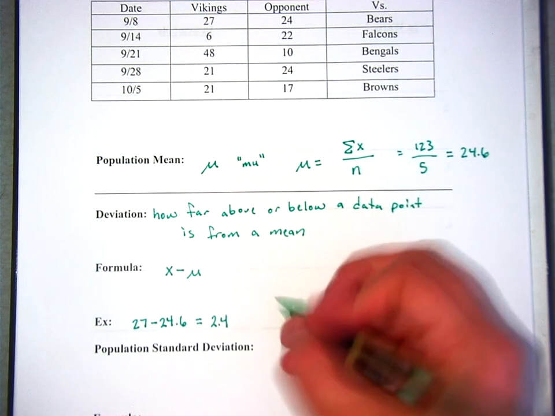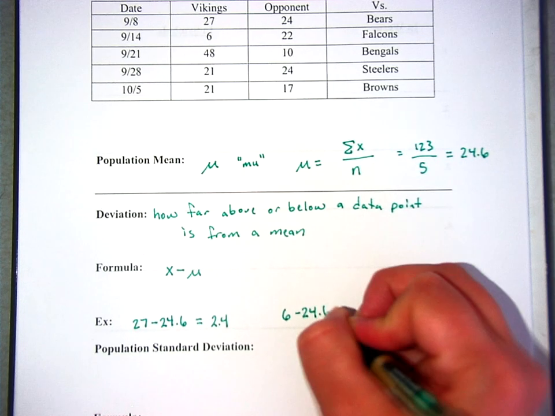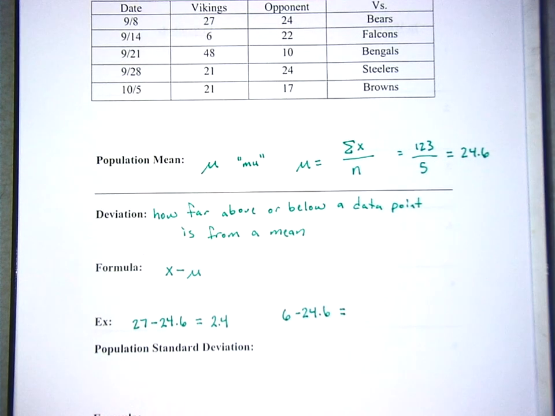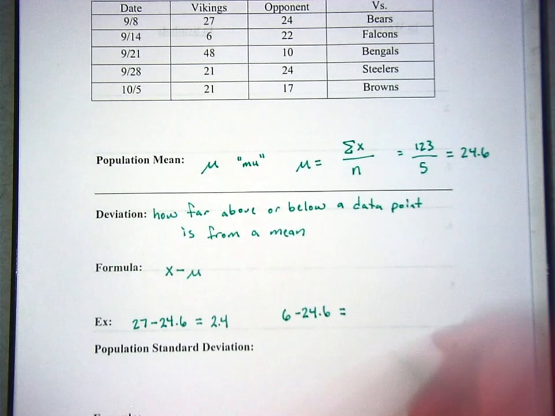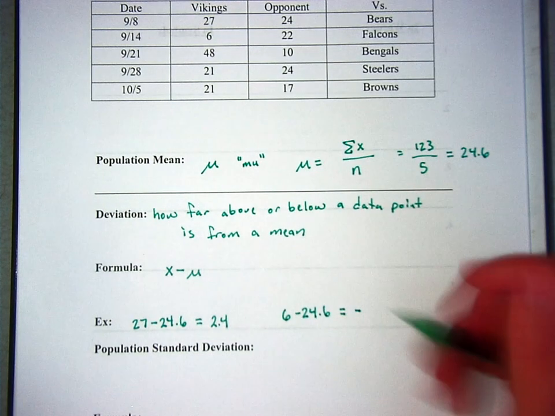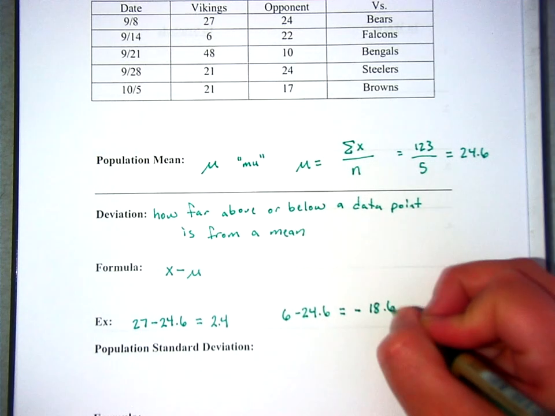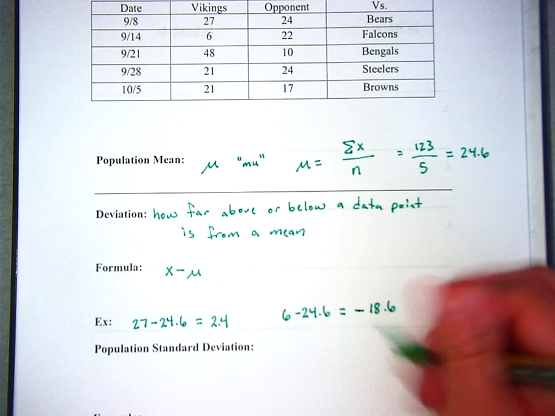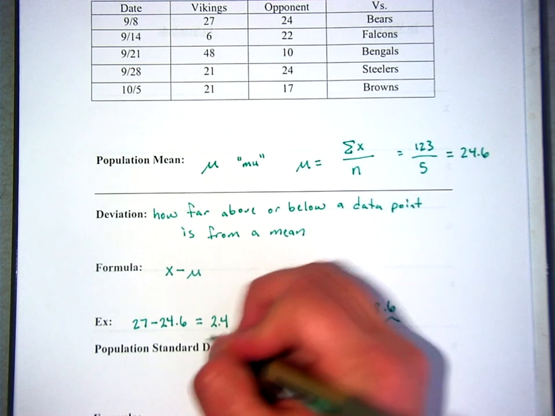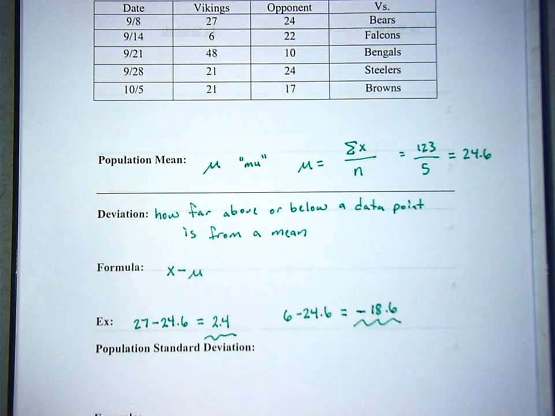But their second game, 6 minus 24.6, is what? Negative 18.6. So on that one, they were below their average. These are deviations. Sometimes you're a bit above the average, sometimes you're below the average. Do you guys understand that deviations can be positive and negative?